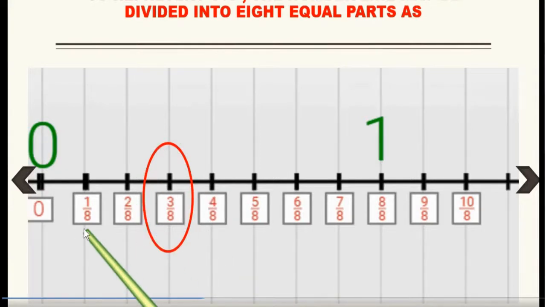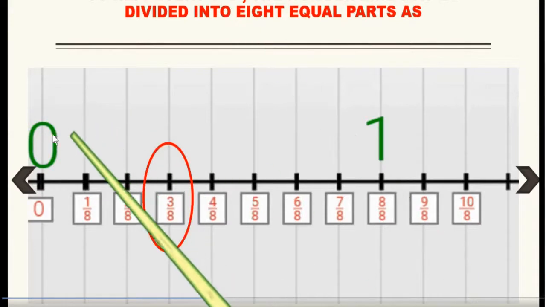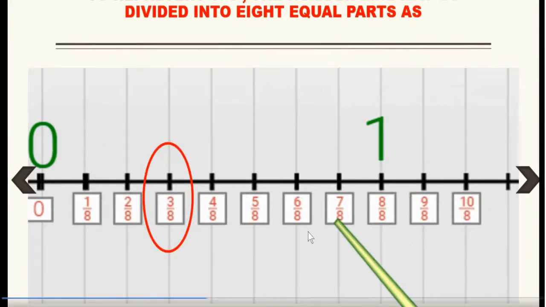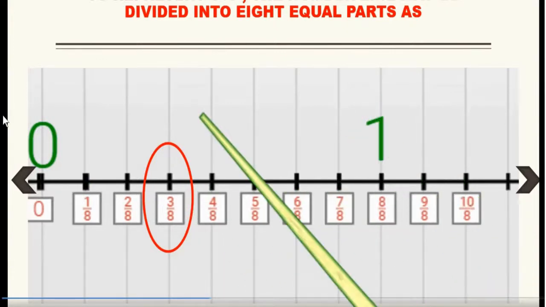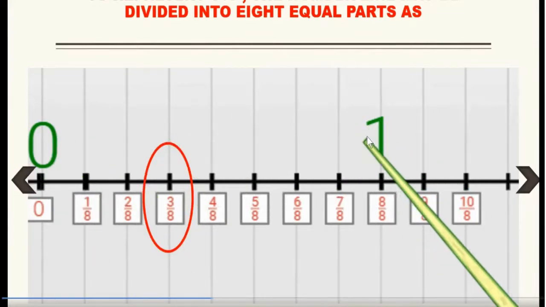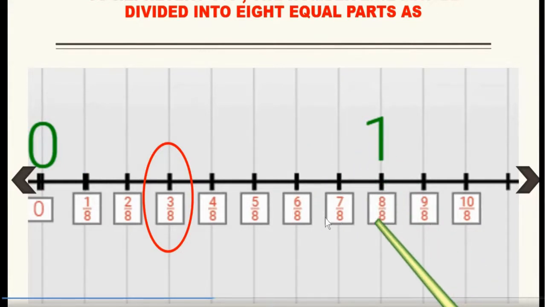The numerator is less than the denominator. Therefore, the rational number will lie between 0 and 1. What does the denominator represent? The denominator represents the number of equal parts into which the number line between 0 and 1 will be divided. Here the denominator is 8. Therefore, the number line between 0 and 1 will be divided into 8 equal parts.